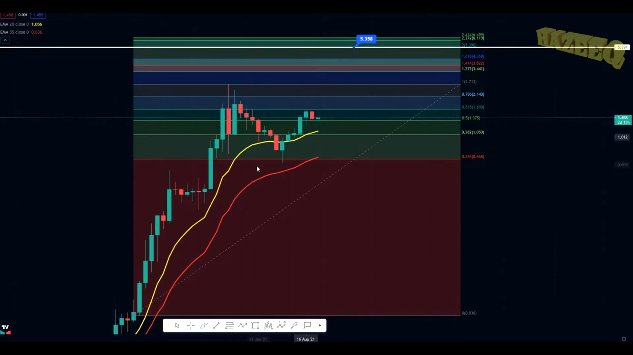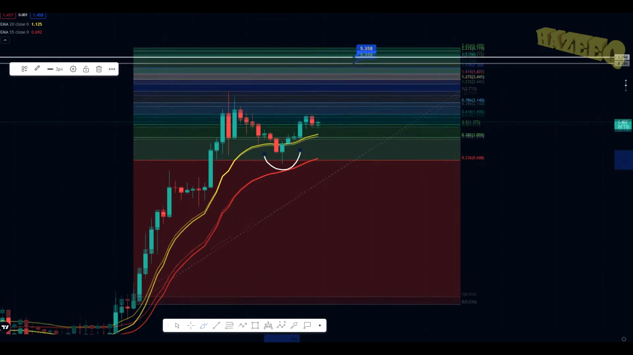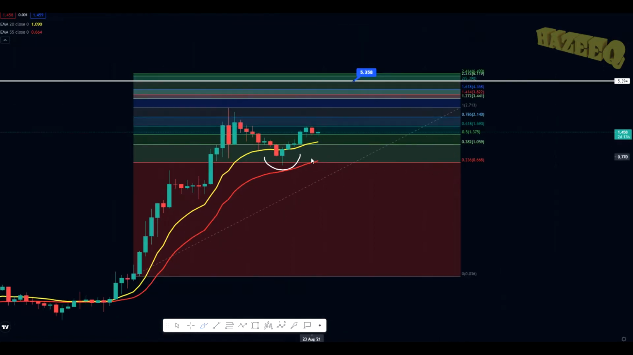So potentially what you want to do is you don't want to lose this low over here, and that is the 0.236 on this Fibonacci retracement that I have. It is from this swing low over here to this swing high over here. So okay, that is really bullish. Matic is really bullish right now. But if you see us losing this level over here at 0.66 cents, okay, then we're coming back down even lower.